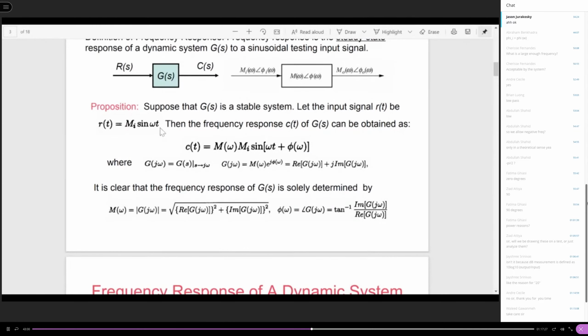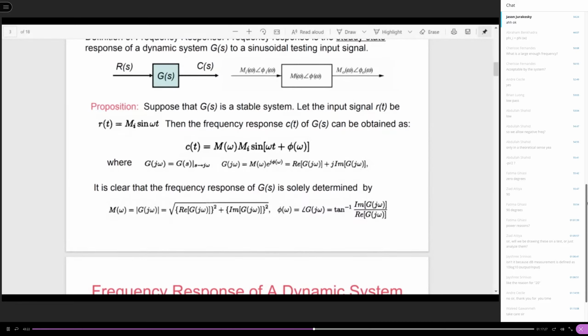Now you might want to ask yourself, what if the initial phase of the input testing signal is not 0? Yeah, it's possible. Can someone tell me, in this case, what is going to be the initial phase of the response signal? Give me a quick answer. Someone, please. Equal to what?